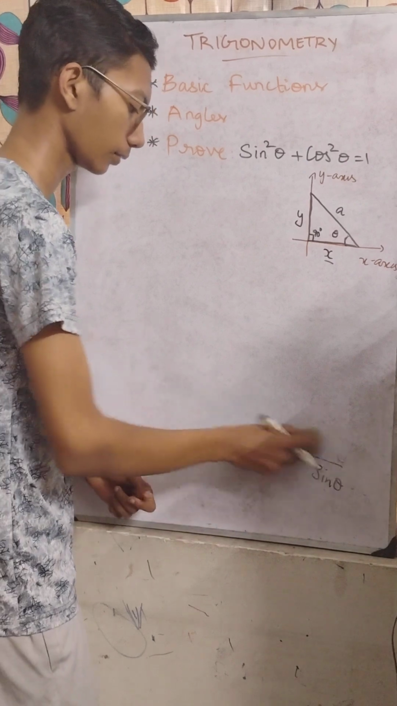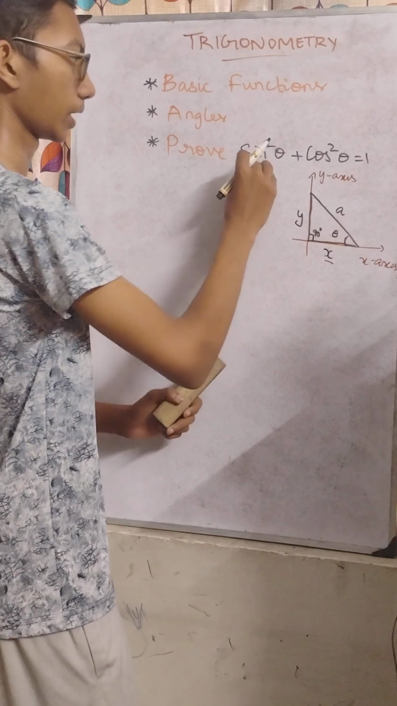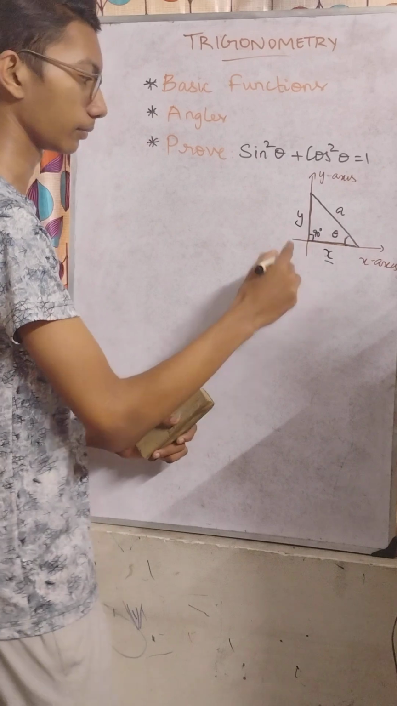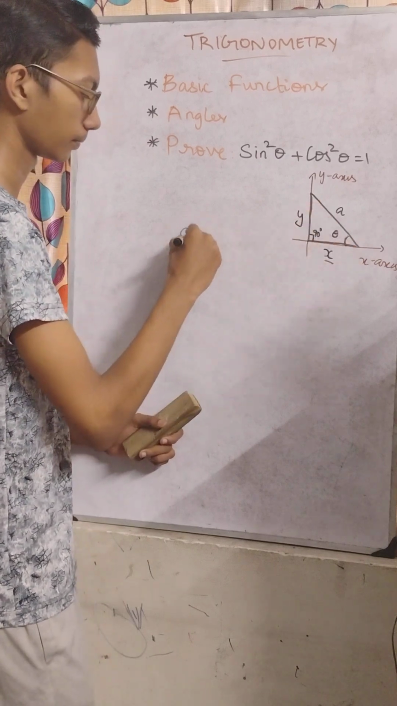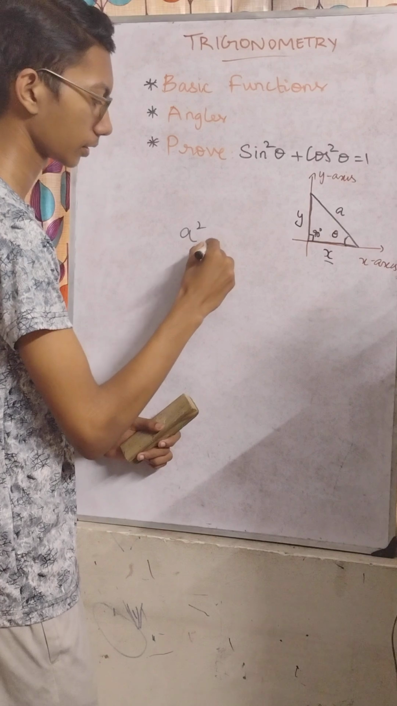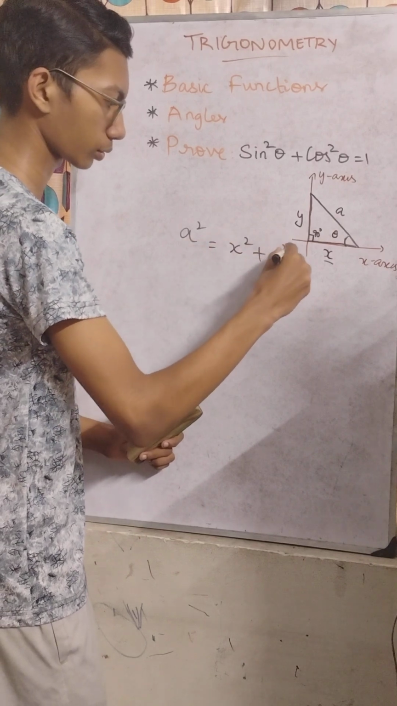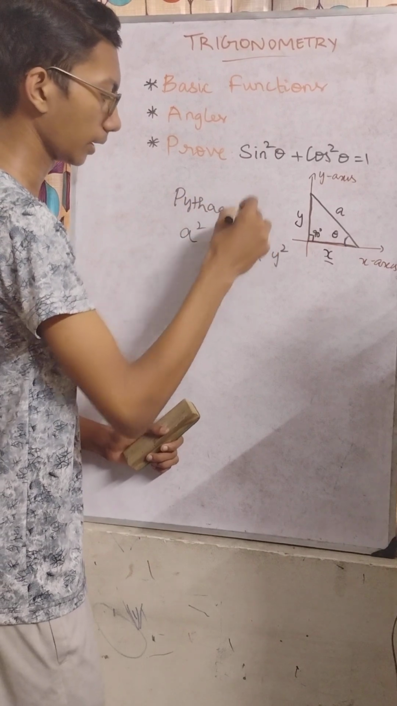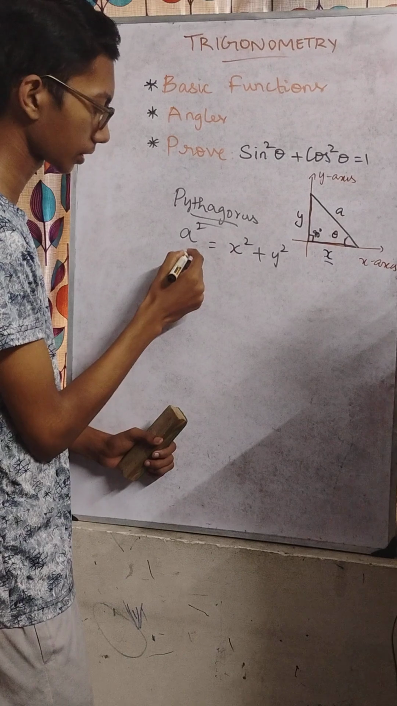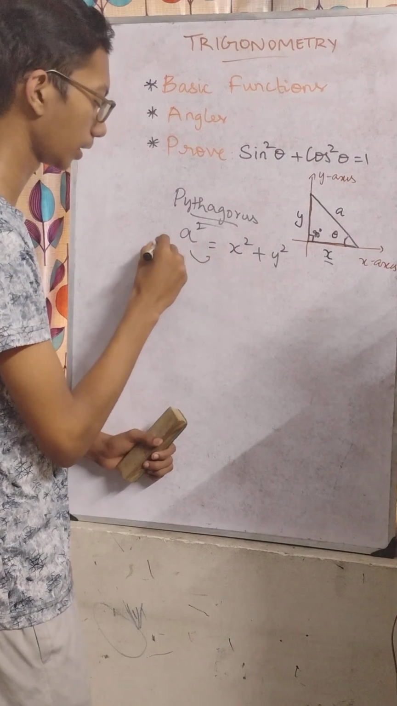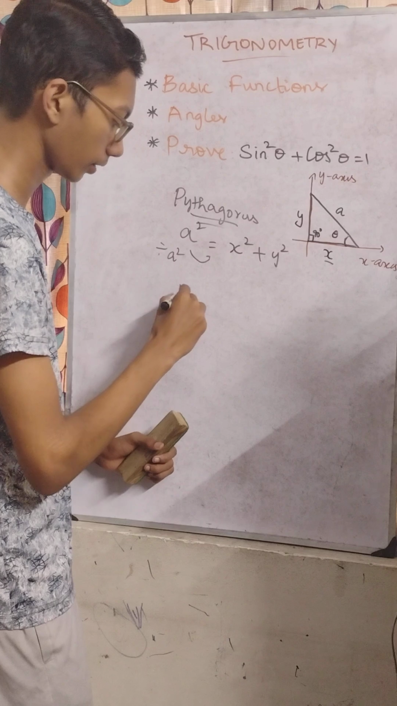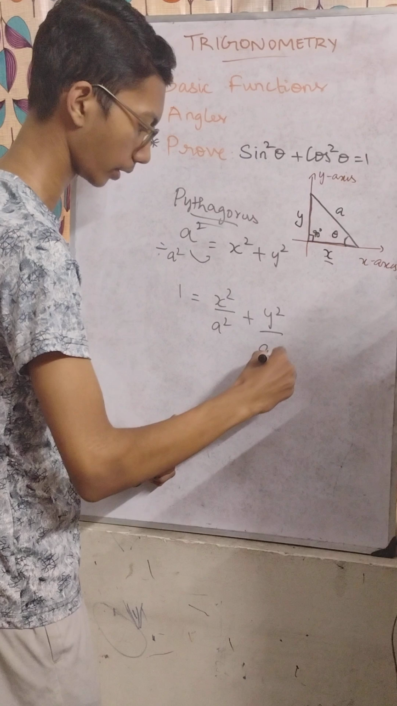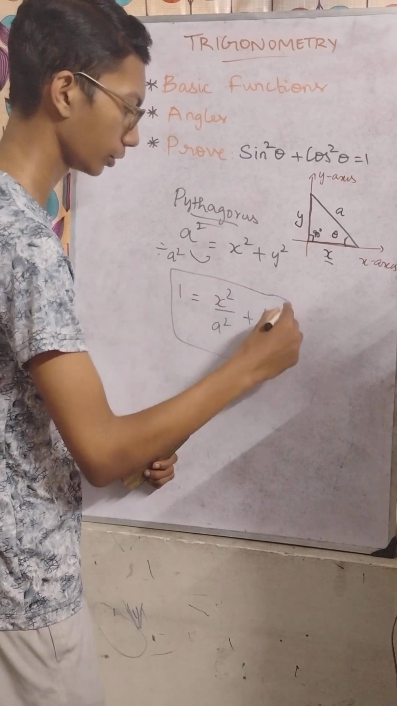Finally we will derive the famous identity sin square theta plus cos square theta equals 1. We will derive this just from this diagram. Here we know the Pythagoras theorem: a square, the length of the hypotenuse squared, is equal to x square plus y square. Now we divide this by a square. We get 1 equals x square by a square plus y square by a square. This equation we will use.